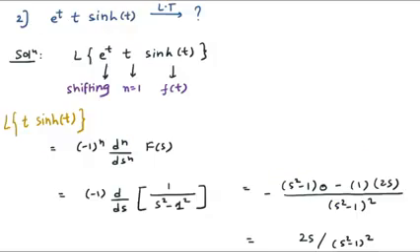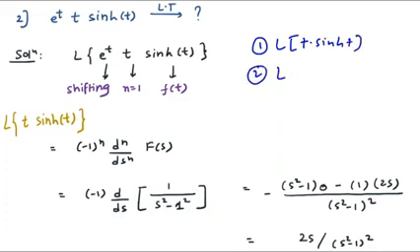So in this question we first found the Laplace of t into sine hyperbolic of t, and in the second step we did the shifting part, so e raised to t into g of t, right? So we did the shifting part.